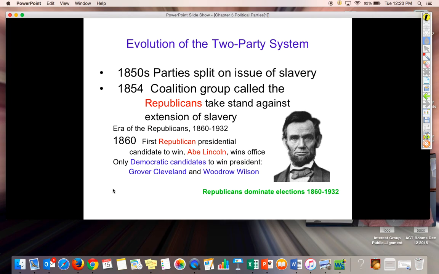So I said already, Abe Lincoln wins office. During this era from 1860 to 1932, there were several Democrats who did achieve the presidency, Grover Cleveland and Woodrow Wilson, but it still is dominated overall by the Republicans when you look at it in longer terms.